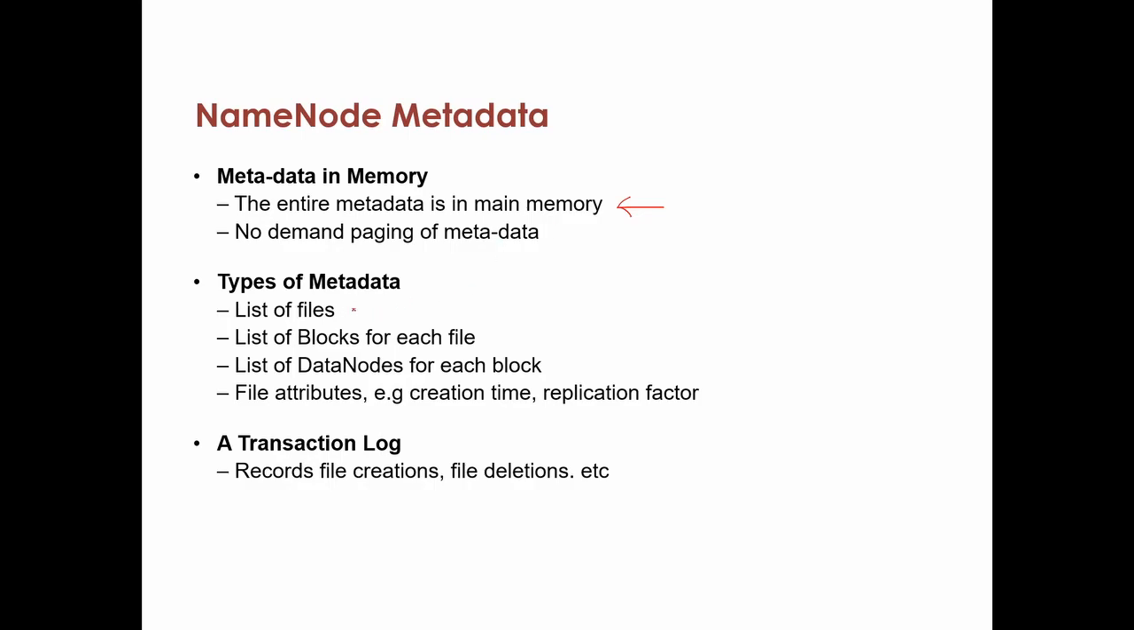Okay, so what does the metadata have? It has the list of files, it has the blocks for each file, it has the data nodes for each block, and it has the file attributes like creation time, replication factor, etc. And the name node also stores the transaction log of the file system, like records of file creations, file deletions, etc.